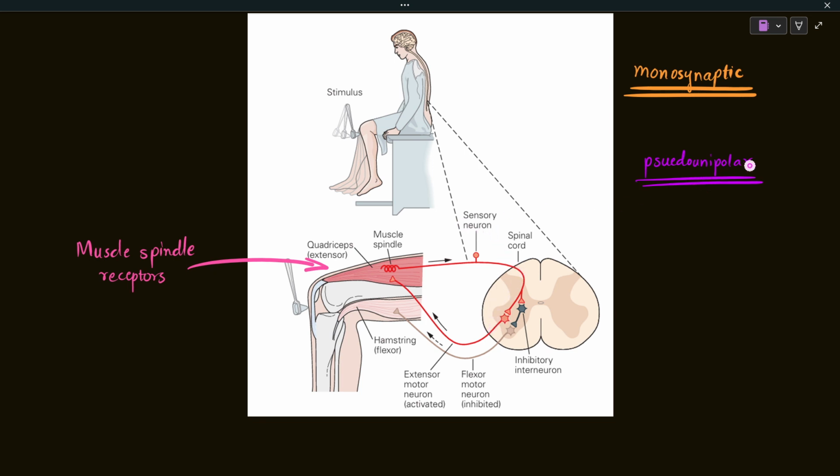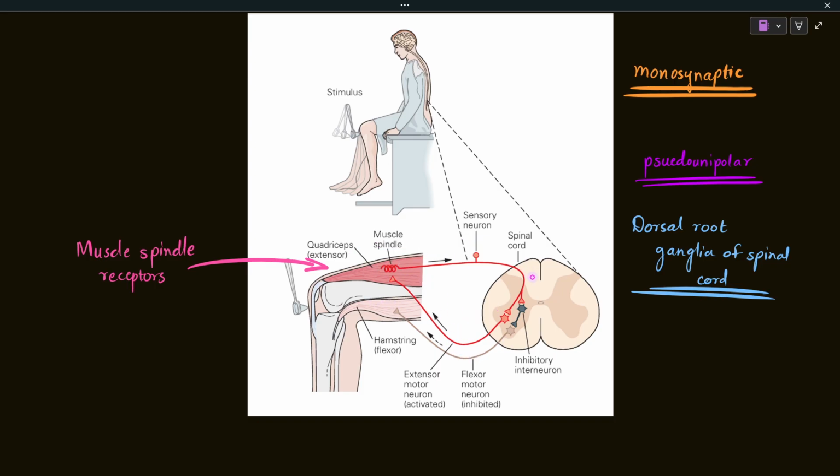So all the pseudo unipolar neurons, which are actually the sensory neurons, all of those sensory neurons are pseudo unipolar. The cell bodies of those pseudo unipolar neurons aggregate here, and that is called the dorsal root ganglia of the spinal cord. And this is how the sensory input is then passed to the motor neurons, which give the motor output to our muscles.